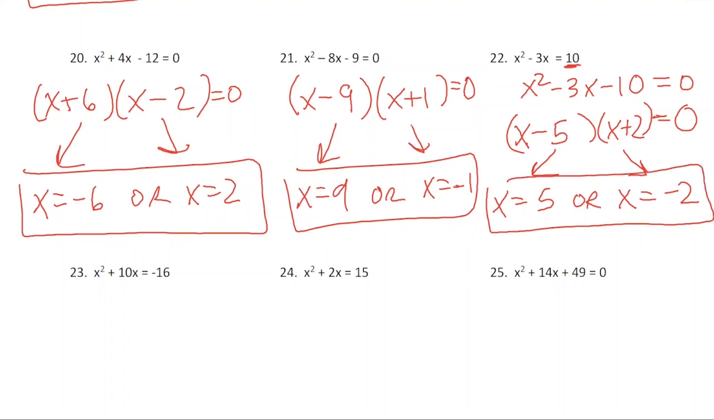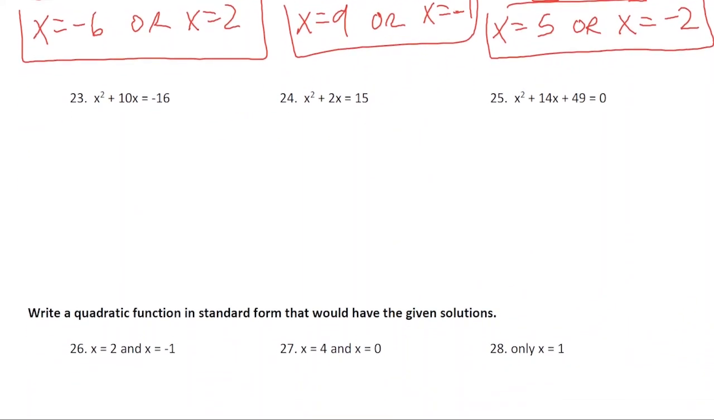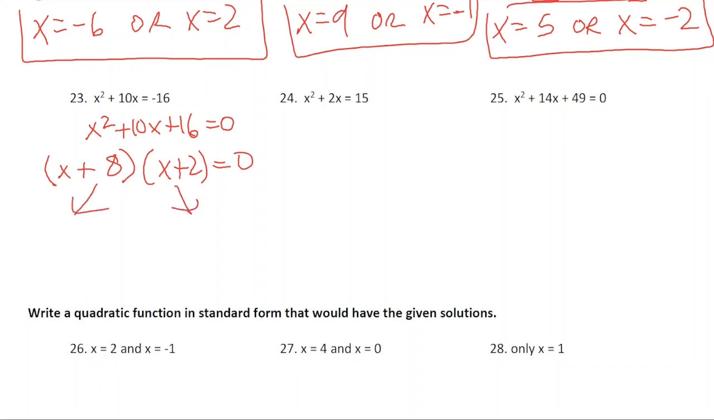Not too bad so far. We haven't hit any hard ones yet, I don't think. Number 23, kind of like number 22, in that we need to set it equal to 0. We want to get rid of this thing. So we got x squared plus 10x plus 16 equals 0. And the two numbers that multiply to give me 16 and add up to 10 will be 8 and 2. My solutions, therefore, would be x equals negative 8 or x equals 2.